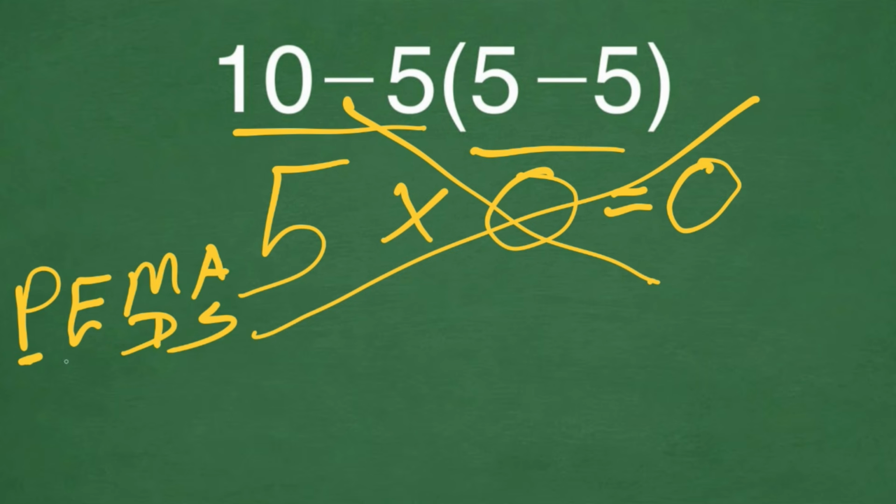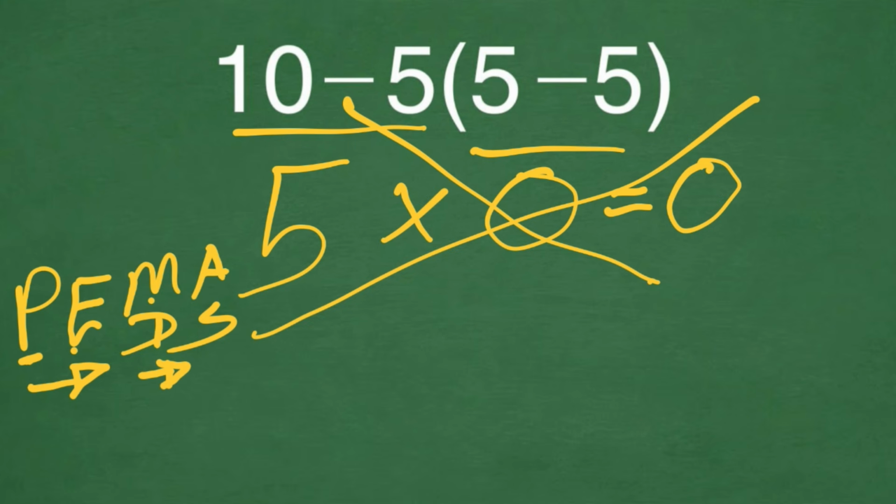P stands for parentheses, E stands for exponent, M and D stand for multiplication and division, A and S stand for addition and subtraction. So according to this rule, we have to solve all the parentheses before we move to exponent, and we have to solve all the exponent before we move to multiplication or division, and we have to solve multiplication or division before we solve addition or subtraction.